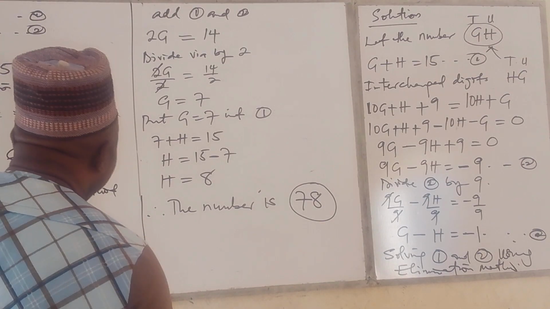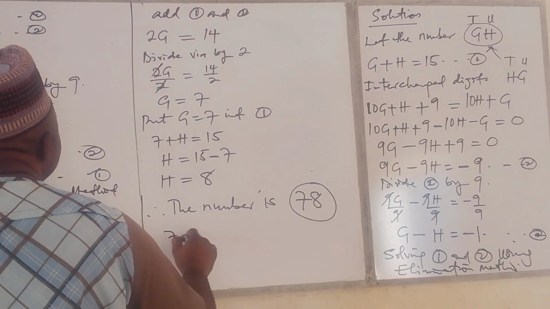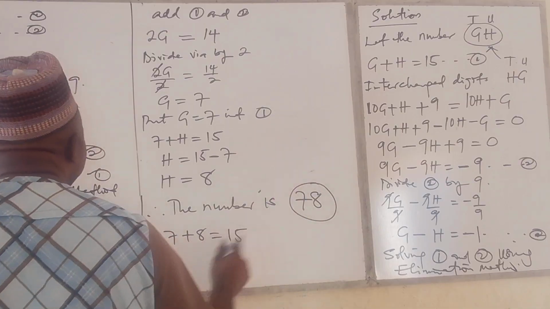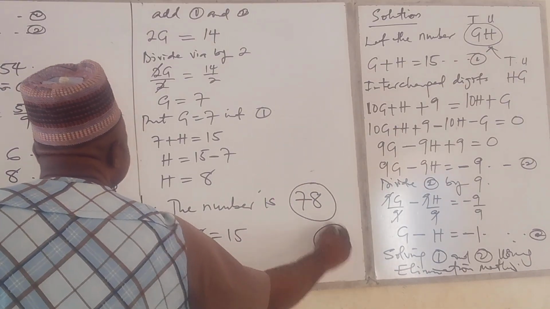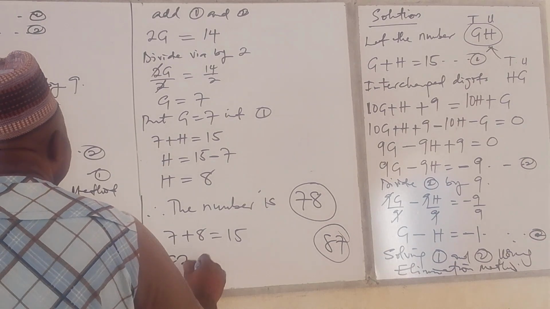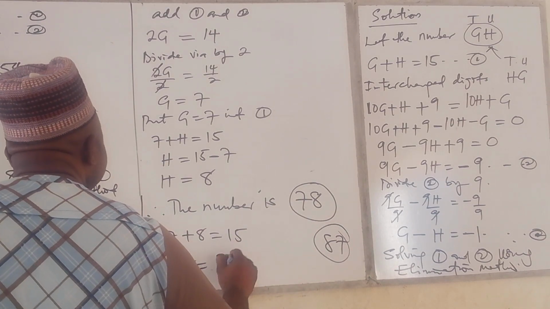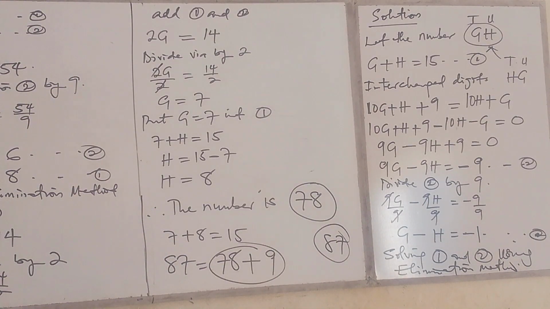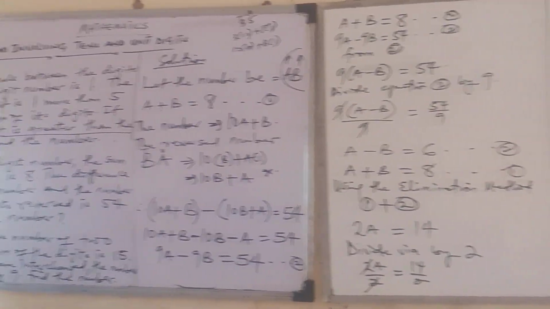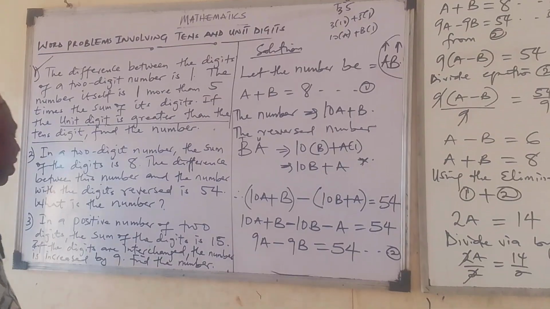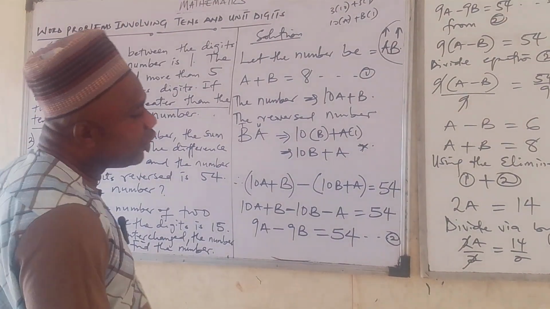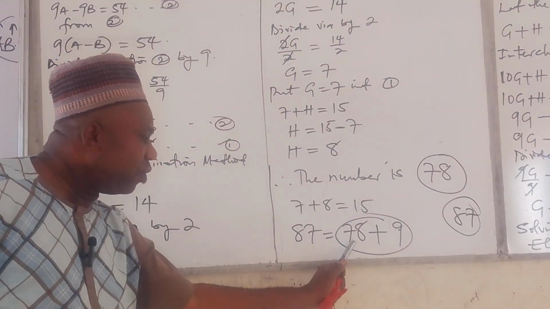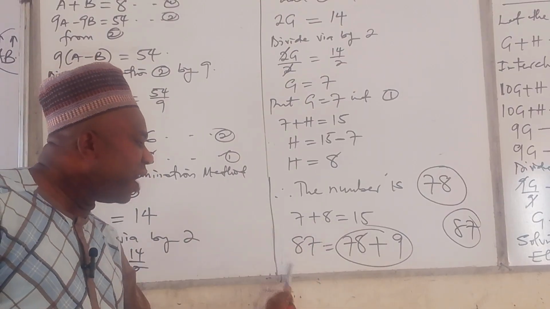If you look at this number now, when you add the two digits, 7 plus 8, it will give you 15. And the new number formed will be 87 when you reverse this. 87 is the old number, that is 78, plus 9. And that is why they told us here that if the digits are interchanged, the number is increased by 9. So the original number, which is 78, is increased by 9. When you add 9 to the original number, it gives you the number with the reversed digits.